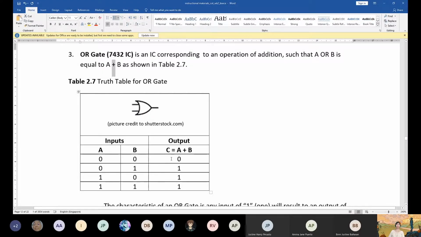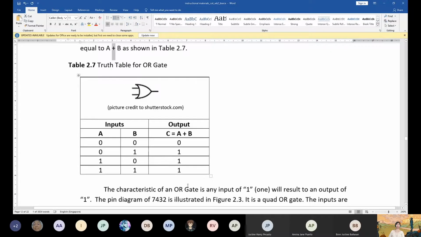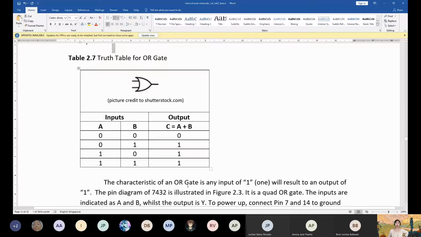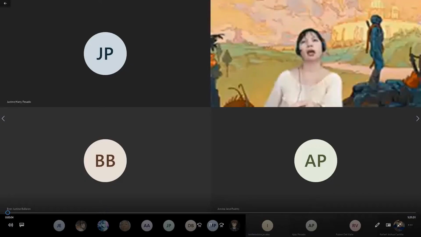Okay, such that 0 plus 0 is 0, 0 plus 1 is 1, 1 plus 0 is 1, and 1 plus 1 is 1. Okay, so for digital electronics, we only have two values, 0 and 1. Then we have the NOR gate.